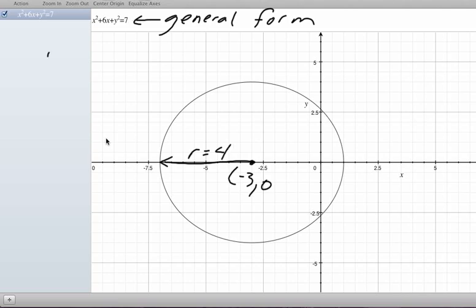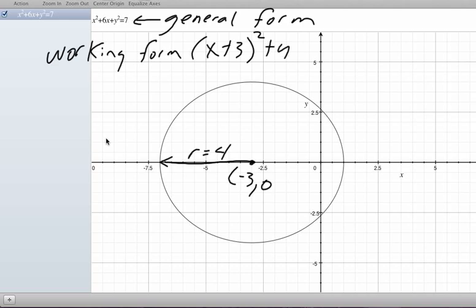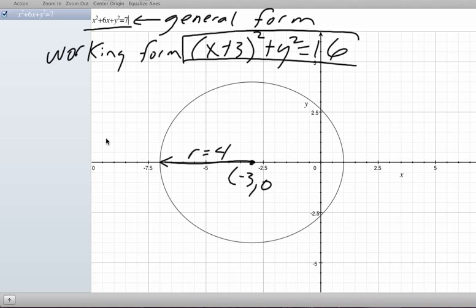So the working form of this equation is going to be x plus 3 squared plus y squared equals 16. This is the form we want. The form we got is up here. What we're going to do is use completing the square to go from this general form to this working form, which is something we can graph.